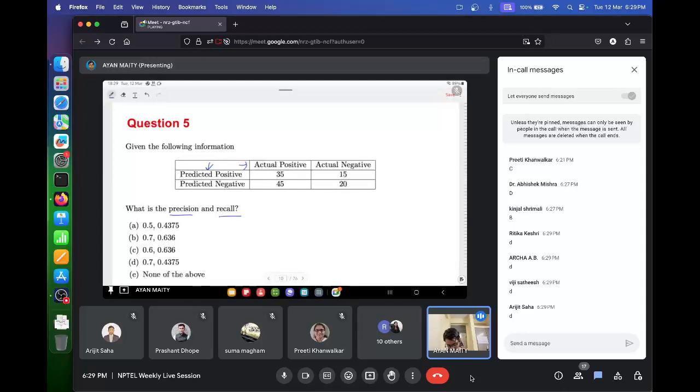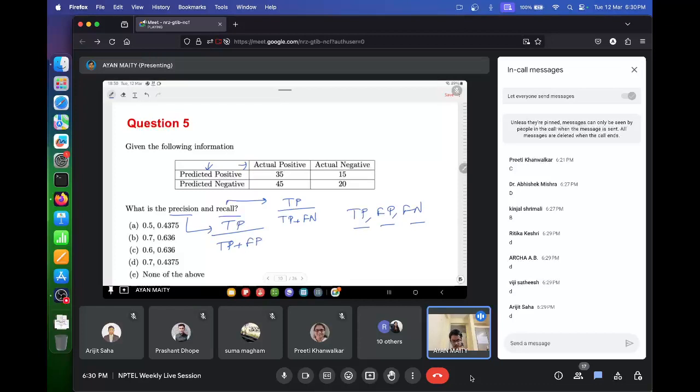So for this question, precision is defined as true positive divided by true positive plus false positive, and recall is defined as true positive divided by true positive plus false negative. So basically you have to find out these values: true positive, false positive and false negative. These three terms you have to compute from this table.